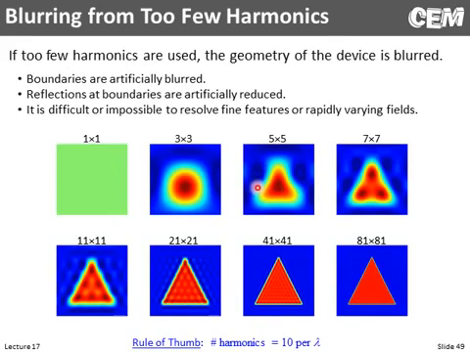They're not crisp. 7 by 7, we're getting a little bit crisper edges. And 11 by 11, even crisper. And by the time we get to 81 by 81 harmonics, it's essentially looking like a perfect triangle again. So the conclusion here is, when you use too few harmonics, it is essentially blurring your device. And your model will actually think the device is blurred and model it that way.